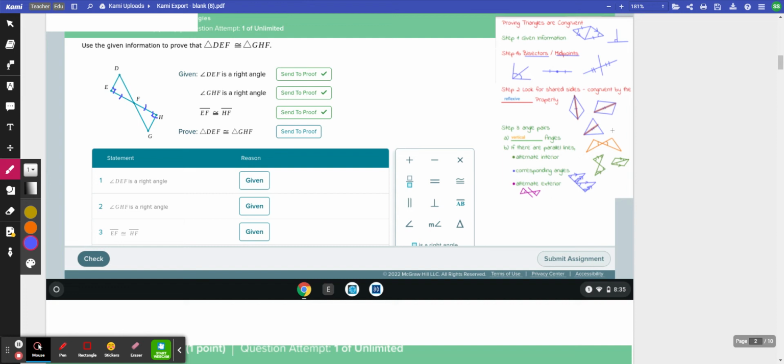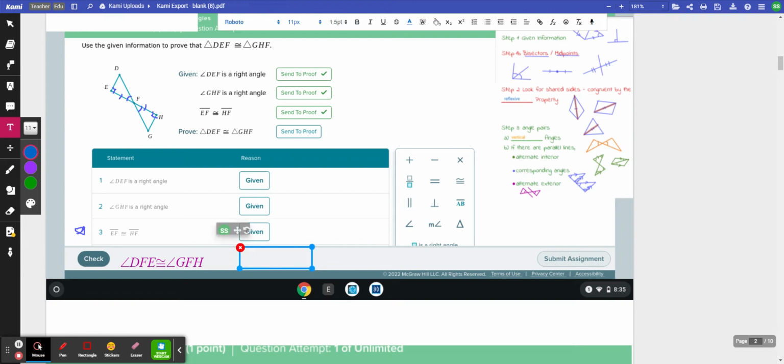We don't have any shared sides, but we do have an X. We've got that hourglass shape, so we have a pair of vertical angles. So I've got one pair of sides that's congruent. I've got a pair of angles here that I need to state. Remember, when you are naming angles, the middle letter is the vertex of the angle, and they're congruent because they are vertical angles.